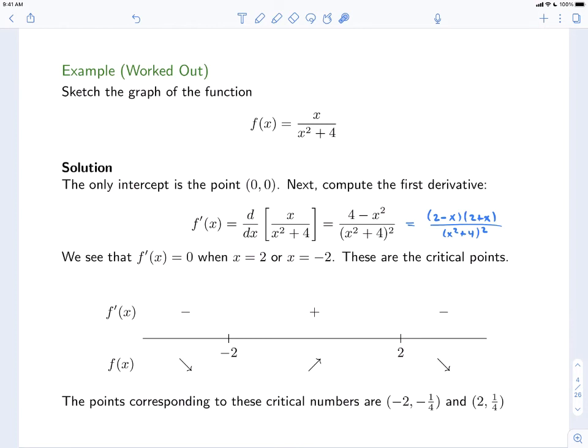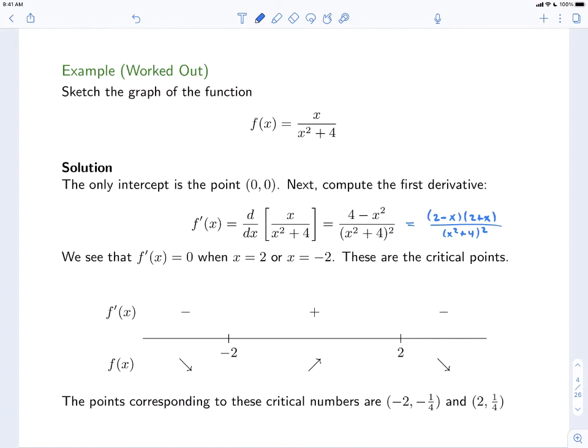So we've determined now that the derivative is negative, and then passes through 0 and becomes positive, and then passes through 0 and becomes negative again. So our function is first decreasing until x gets to negative 2, then increasing until x gets to positive 2, and then decreases after that.